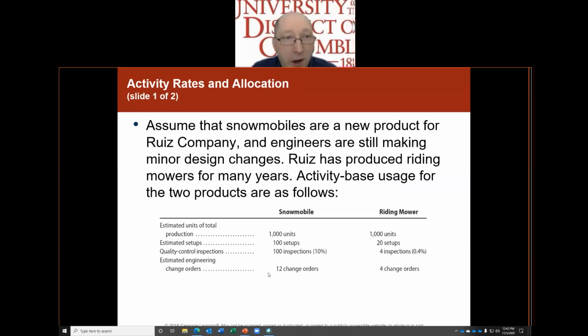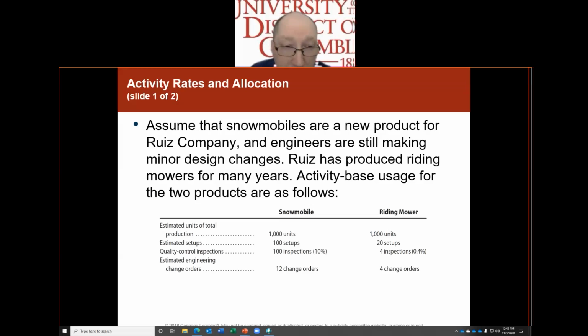Okay, let's look at it from an example. Let's assume that our company is producing snowmobiles and riding lawnmowers. Snowmobiles are a new product for our company. We used to just do riding lawnmowers. And engineers are still making minor design changes to the snowmobile. They might be putting in a different engine. They might be fine-tuning it to go a certain speed. They might be doing whatever they do to snowmobiles.